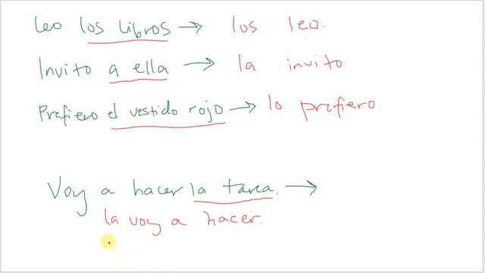Or if I have two verbs, it can go after and attached to the second verb. Voy a hacerla. So I'm going to do the homework. I'm going to do it before the conjugated verb, or I'm going to do it after and attached to the unconjugated verb. So if I only have one verb, the direct object pronoun has to go before. If I have two verbs, it can go all the way before or all the way at the end and attached. Let me know if you have any questions. Thank you.